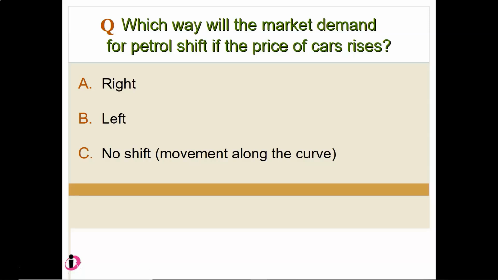Ready? So let's have a look at the logic. When price of cars goes up, cars become more expensive. This means that consumers will start buying fewer cars. The quantity demanded for cars will drop. People will use cars less frequently, and because of this, they will need less petrol. So there will be less petrol purchased at each and every price. That is why the market demand for petrol will shift to the left, closer to the origin. The correct answer is B.